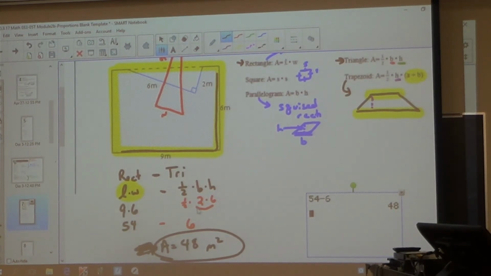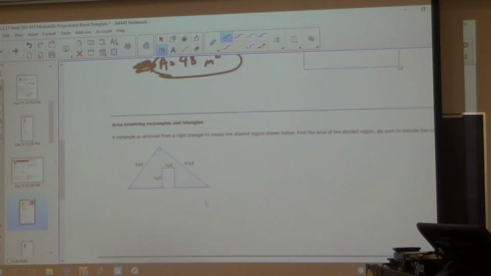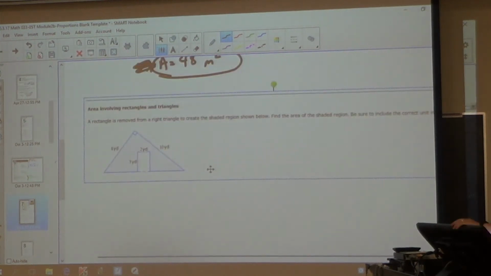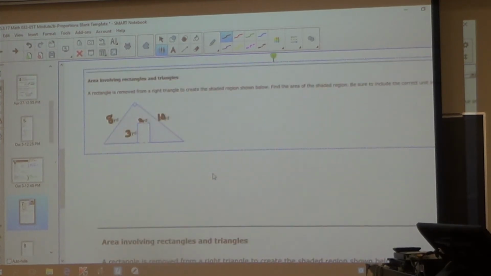Let's look at another one. So it's always the outside shape minus the inside shape. So for this one, I have an 8, a 3, a 2, and a 10. What is my outside shape? A triangle. And what is my inside shape? A rectangle. So my triangle formula is this. My rectangle formula is this.